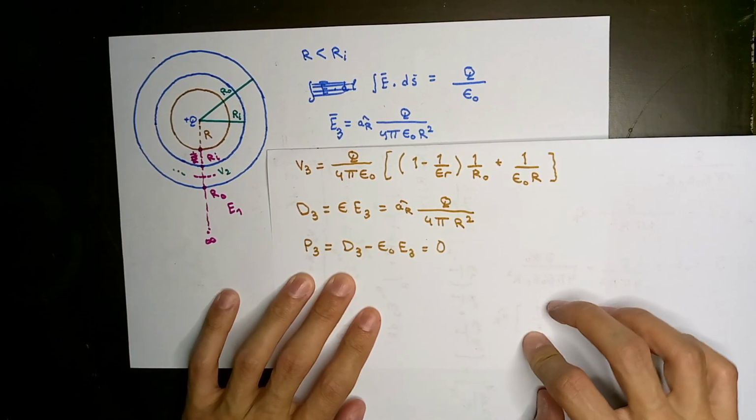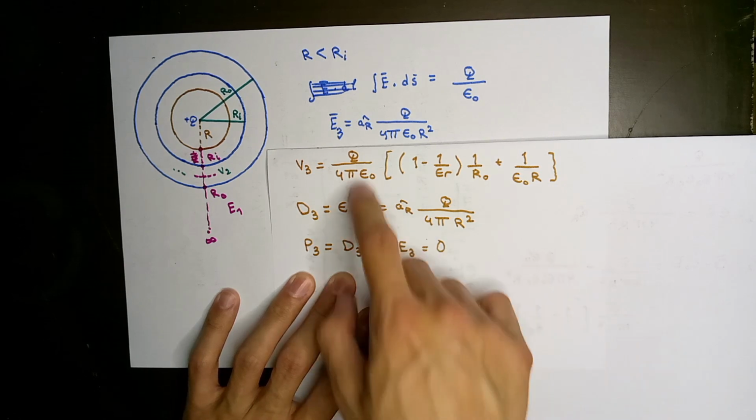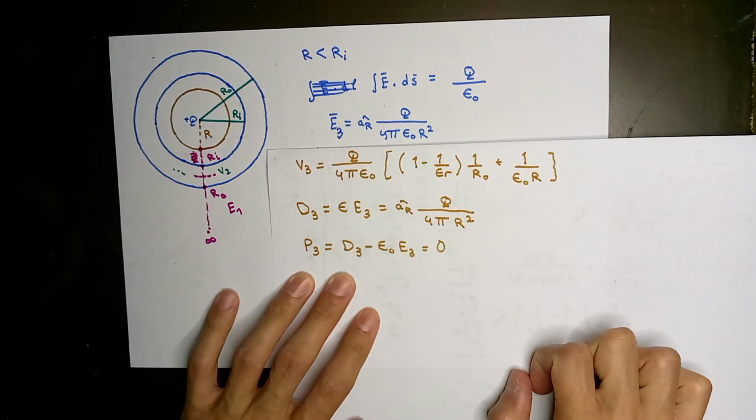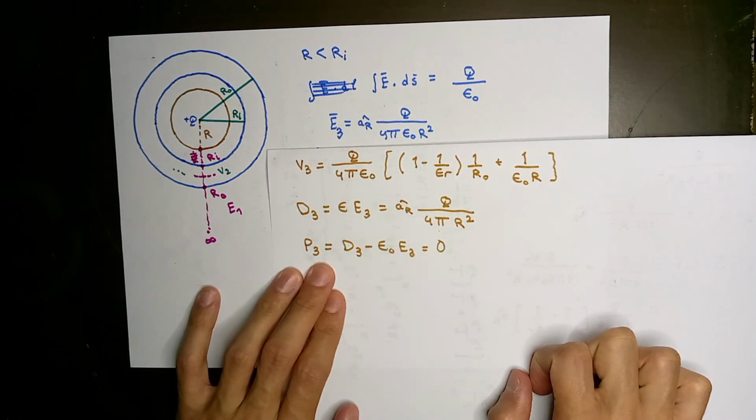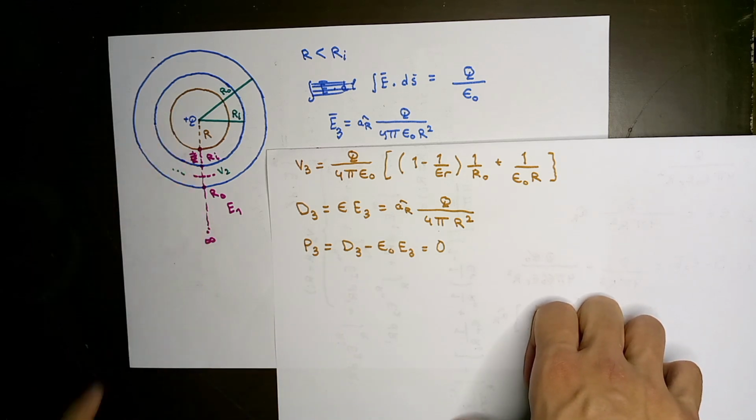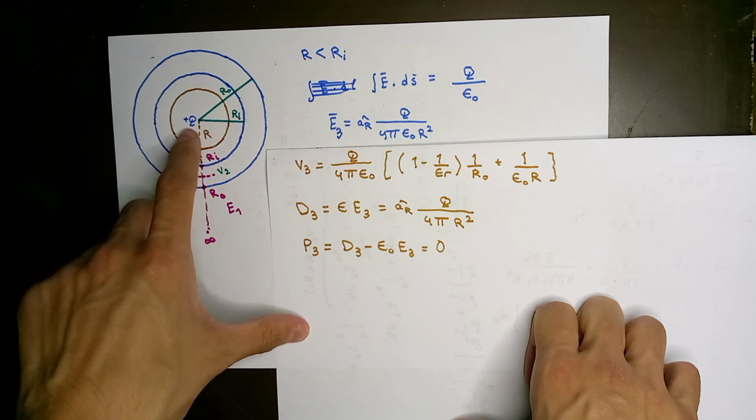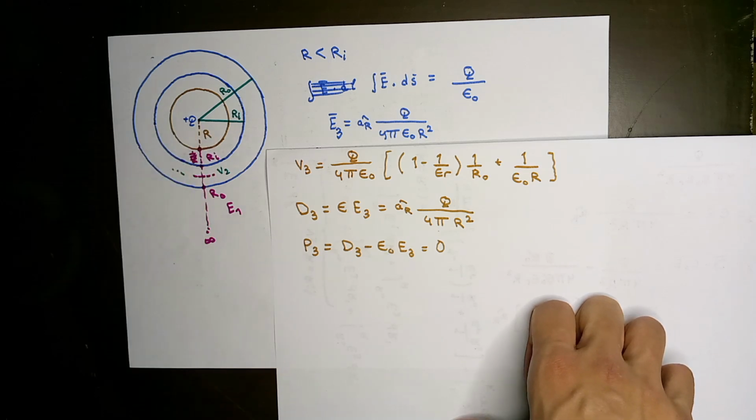Okay, and by now we found the electric field, the electric potential, the electric displacement, and the electric polarization at each region for this point charge which exists at the center of a dielectric shell. That's the end. See you.